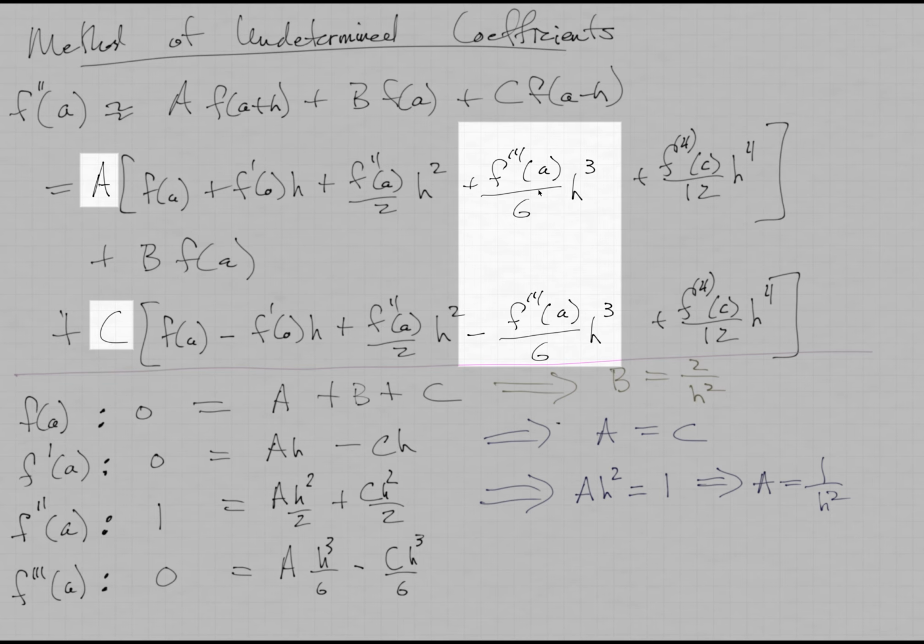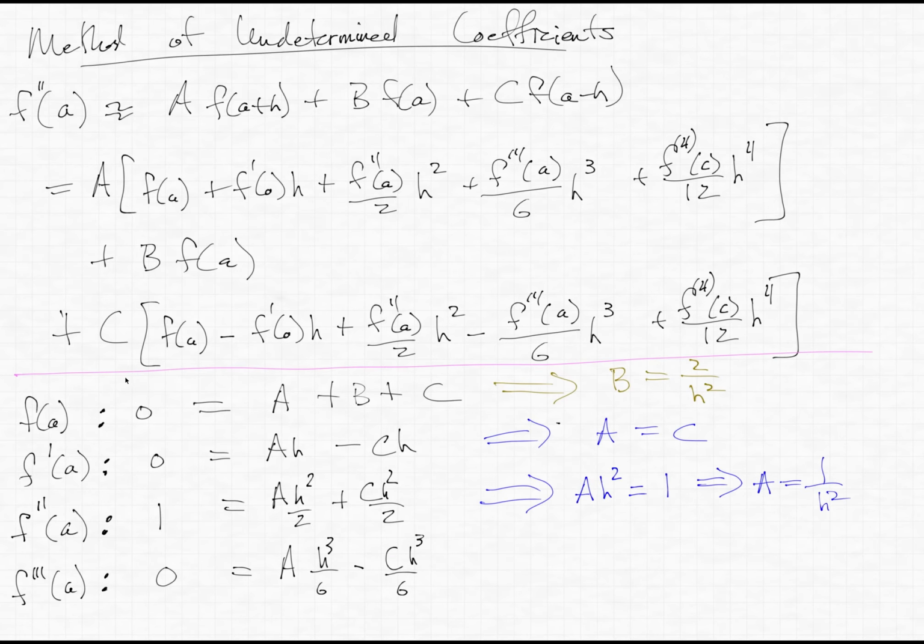But to write it out formally, again, pull out the common factor of f triple prime of a, and what's left of the coefficients are going to be a times h cubed over 6 and c times minus h cubed over 6. And we want those to cancel to add up to 0, so that gives us this equation.